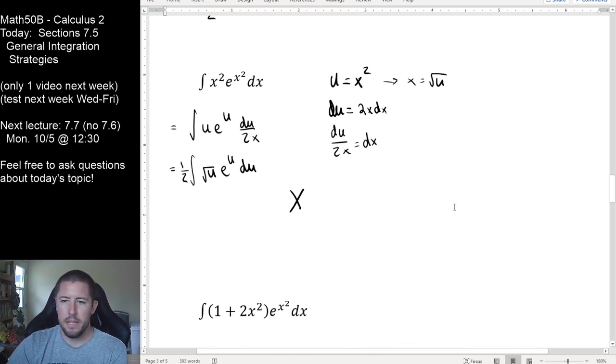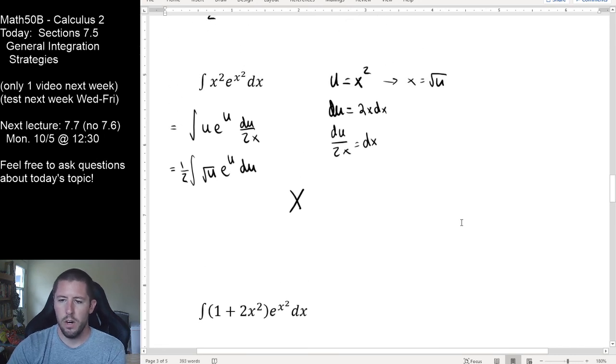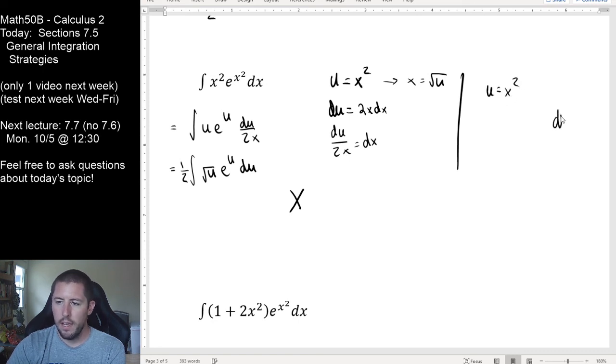Probably, but maybe it's something that's worth trying here. Maybe some parts is what we're trying to do right here. So maybe instead we do something like u equals x squared. In that case, dv would have to be e to the x squared dx. But I'm immediately realizing that that doesn't work because I would have to be able to integrate this, which I know that I can't do.